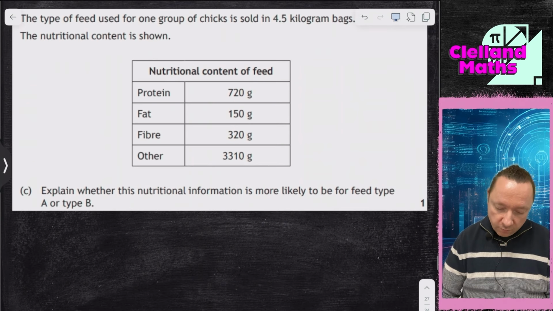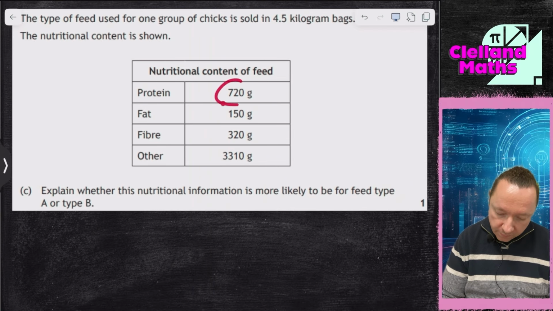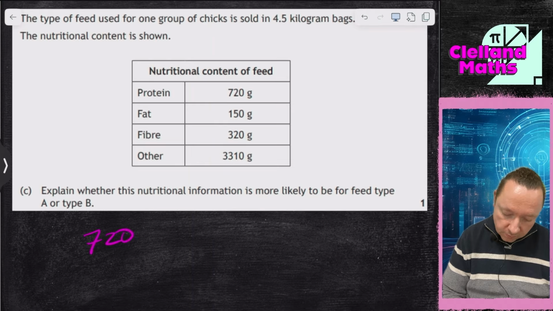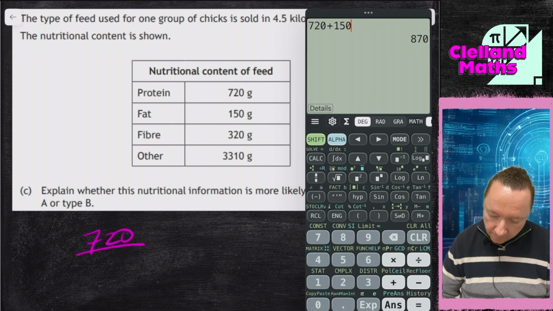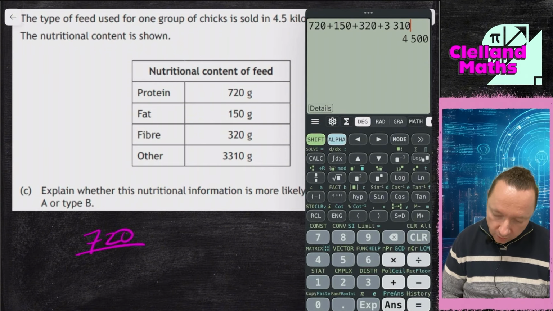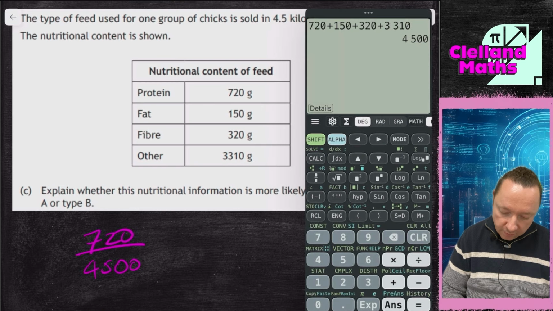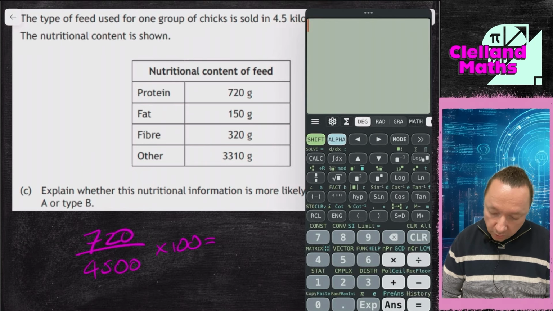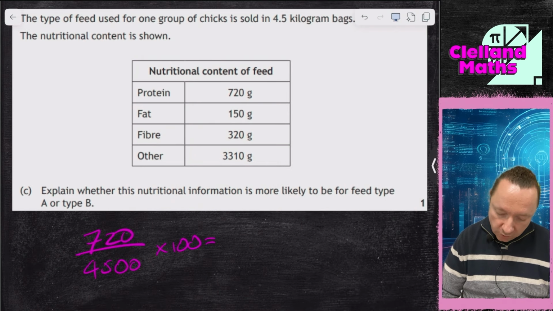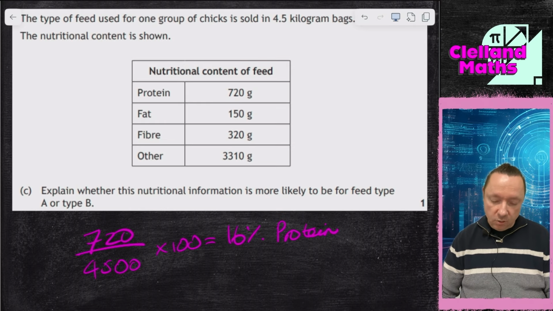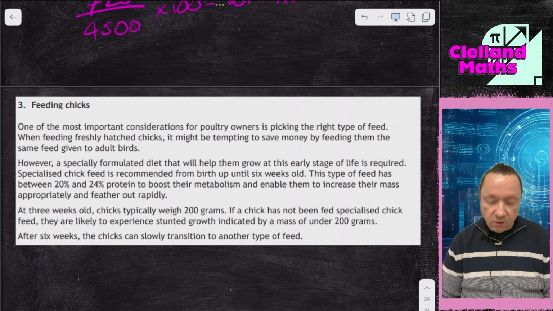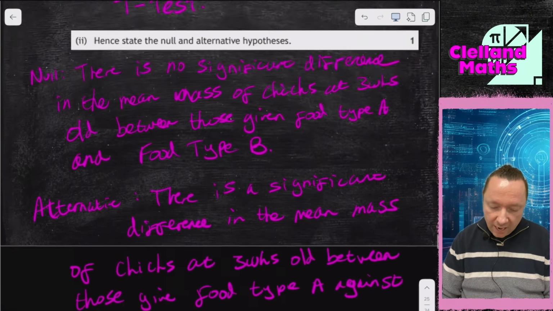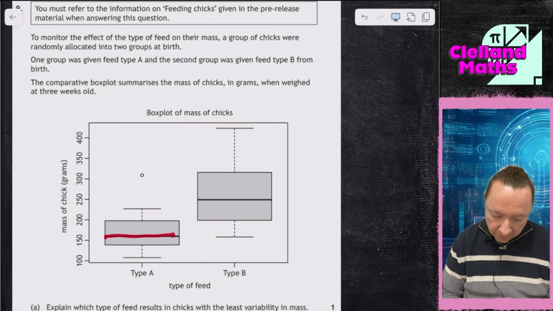So let's check the protein content of this feed. Well, we've got 720 out of 720 plus 150 plus 320 plus 3310 is 4,500. And to change that to a percent, we would times by 100 once we've divided. So that's what I'm going to do. 720 divided by 4,500 times 100 is 16% protein. So if it's got 16% protein, that means that it's got less than the 20 to 24%, so it's probably stunted growth. So if we look at our graphs, the median mass is under 200 for type A and about over 200 for type B. So it's likely.